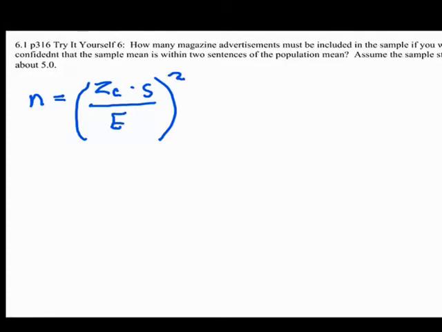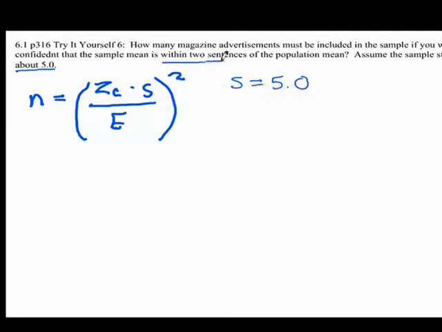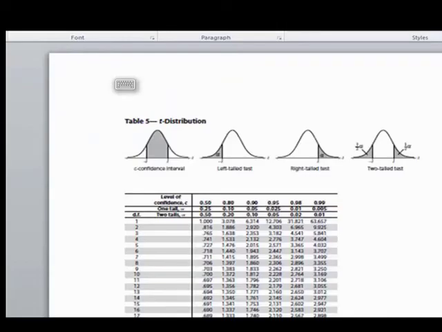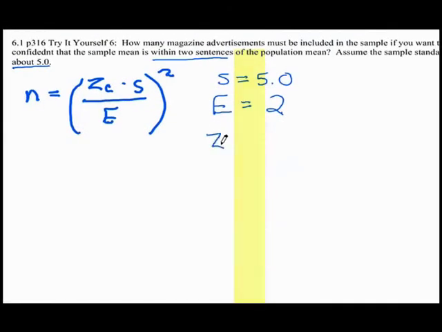And so the first thing we need to do is gather all of our information. So first of all, they tell us the sample standard deviation is about 5. So our S is going to be 5.0. And when they say within, that's going to be our error. That's going to be our E. So that's going to be equal to 2. So now we're going to find our Z sub C. So to find that, we need to use our table. And so here in our table, we're going to look up 95% confidence interval. So 95% confidence interval, go all the way down to the infinity, is 1.96. So we're going to use our Z sub C as 1.96.